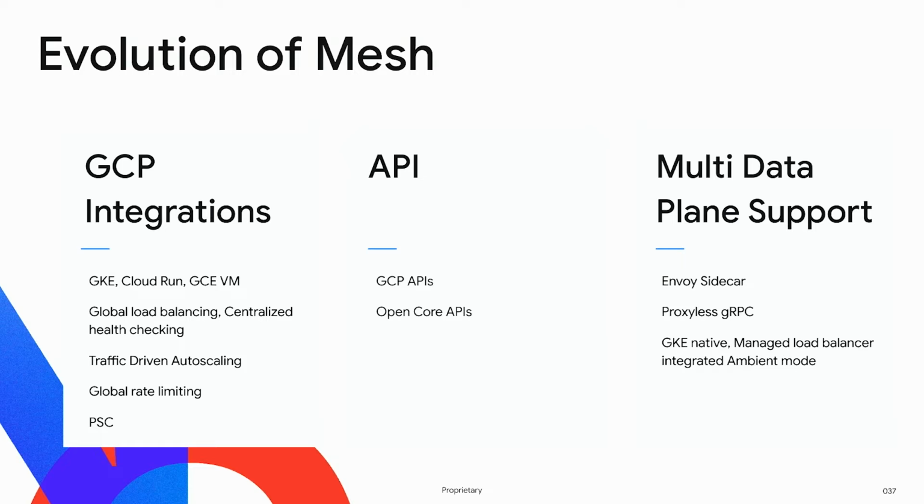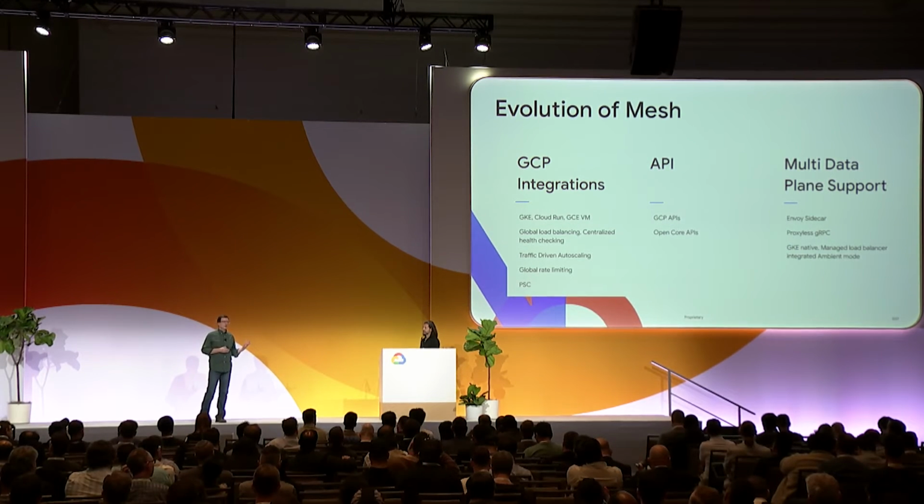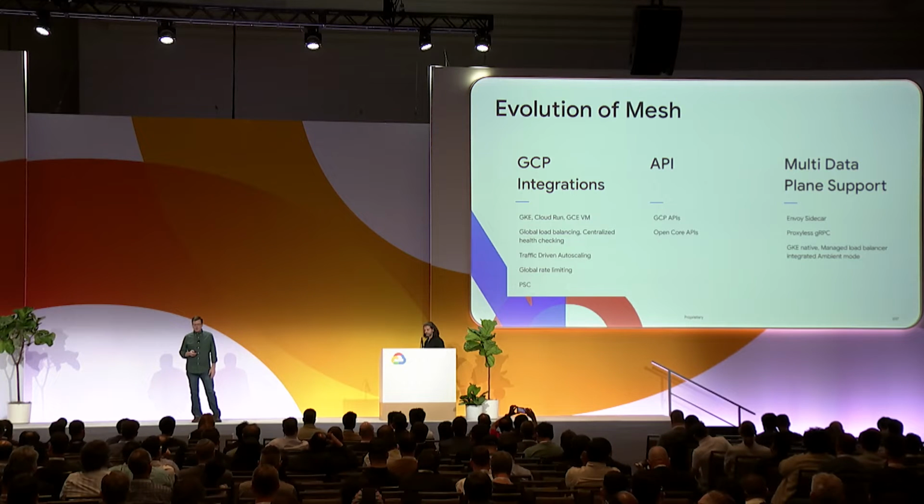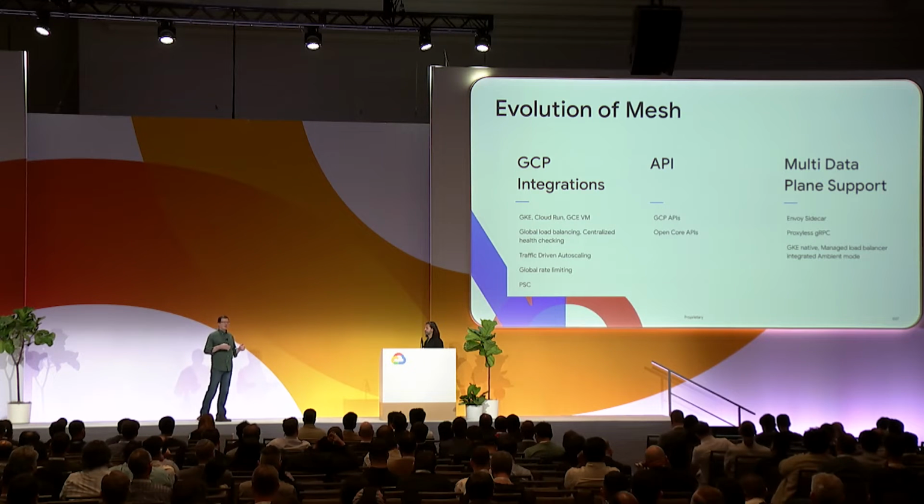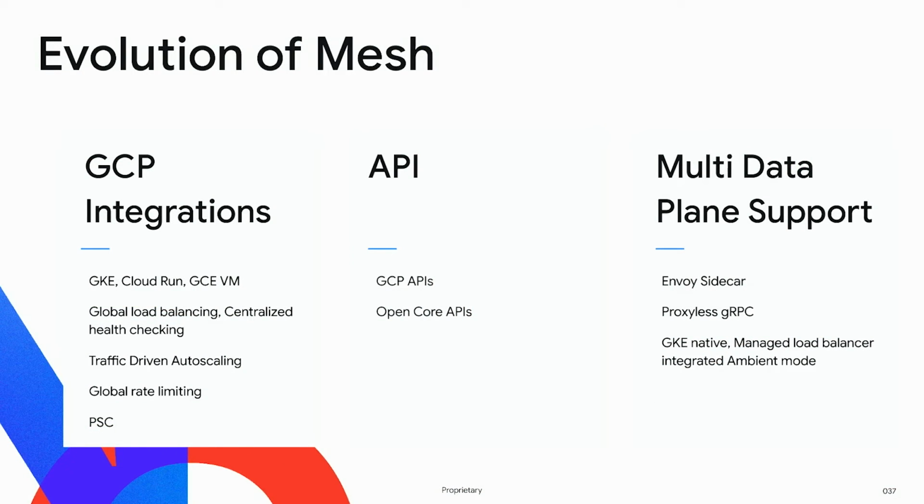Multi-data plane support, so Envoy sidecars, whether they're running as a container in a pod, or whether they're running as an executable on a VM, whether it's integrated into Cloud Run, the Envoy sidecars are going to continue to be supported. We also have proxyless gRPC. So that enables customers to use a lower overhead model, again, controlled by the same control plane, still sending xDS configuration information to it, but it's built into the gRPC libraries. And finally, more integration with GKE. We're looking at how we can provide ambient mode.